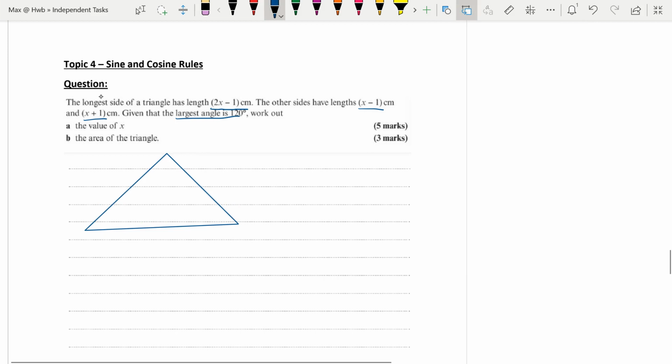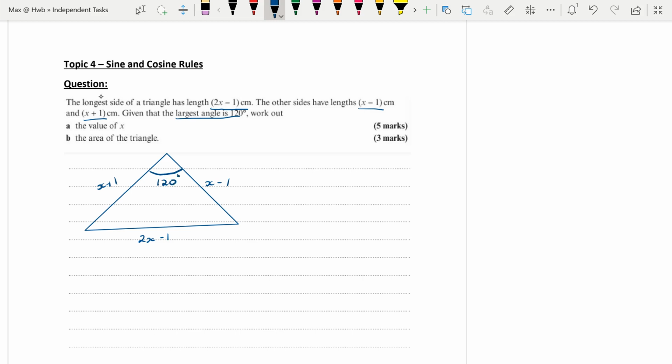And I label my sides. So my longest side, let's say it's this bottom one, is 2x minus 1. And then my other sides must be x minus 1 and x plus 1. Now the largest side and largest angle are always opposite each other. So that means this angle must be 120.